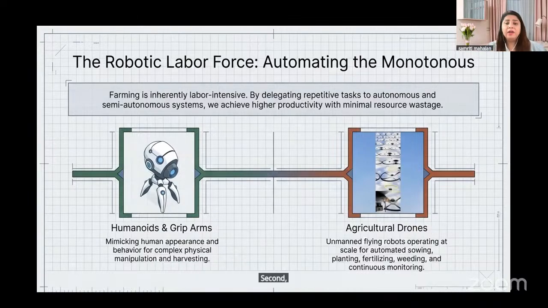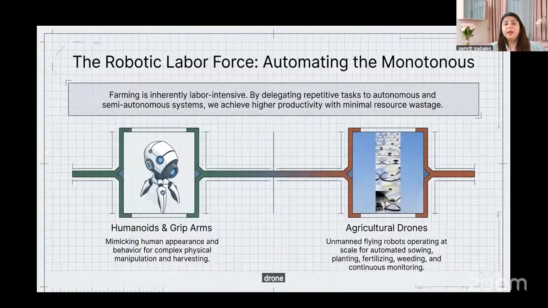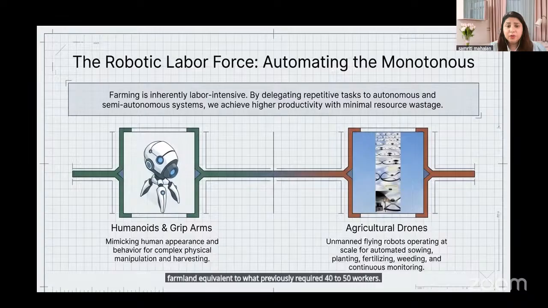Second, we have the agricultural drones, which are unmanned flying systems operating at scale for automated sowing, planting, fertilizing, weeding, and even continuous crop monitoring. A single drone operator today can monitor and treat farmland equivalent to what previously required 40 to 50 workers. So that is the technology part.